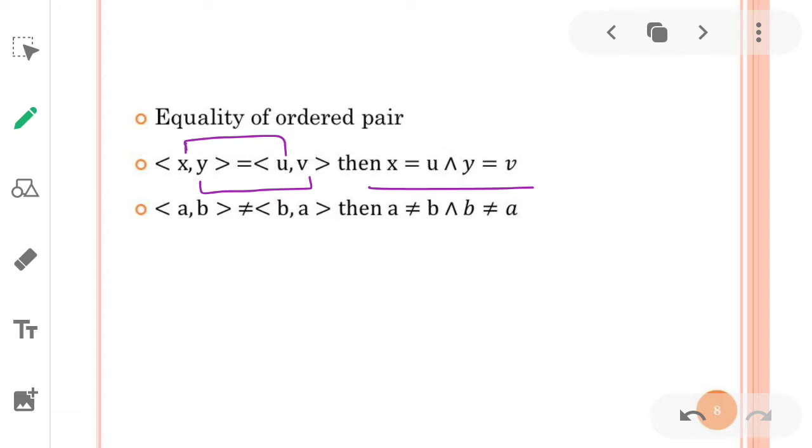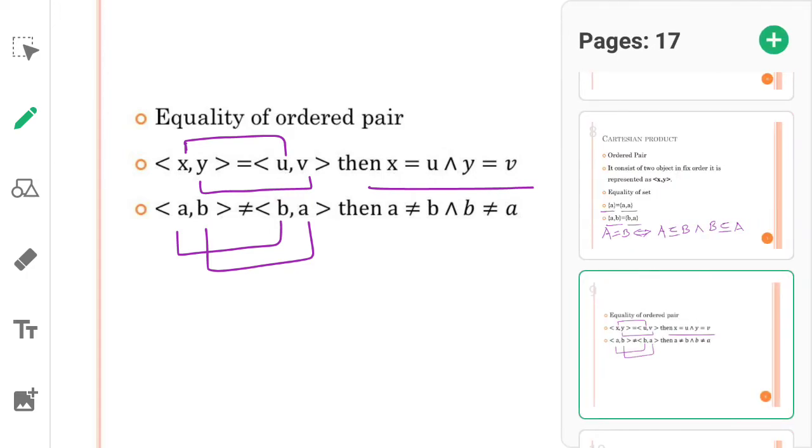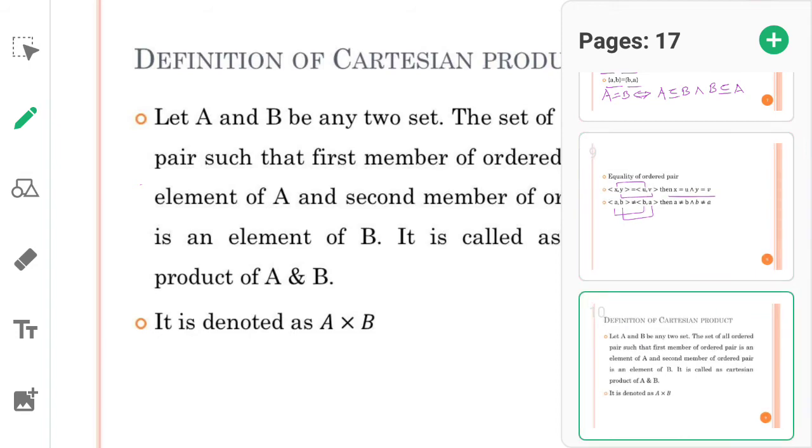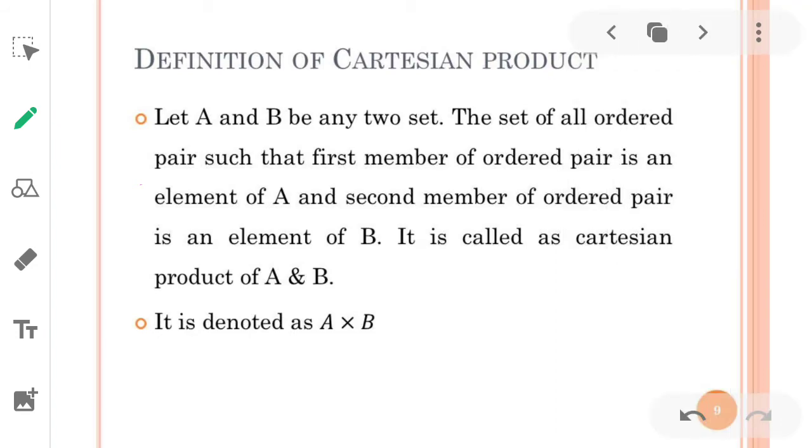So in this example, A is not equal to B and B is not equal to A. So here the ordered pair A comma B is not equal to ordered pair B comma A. So this is the difference between equality of ordered pair and equality of set. Next, we will understand the concept of Cartesian product.